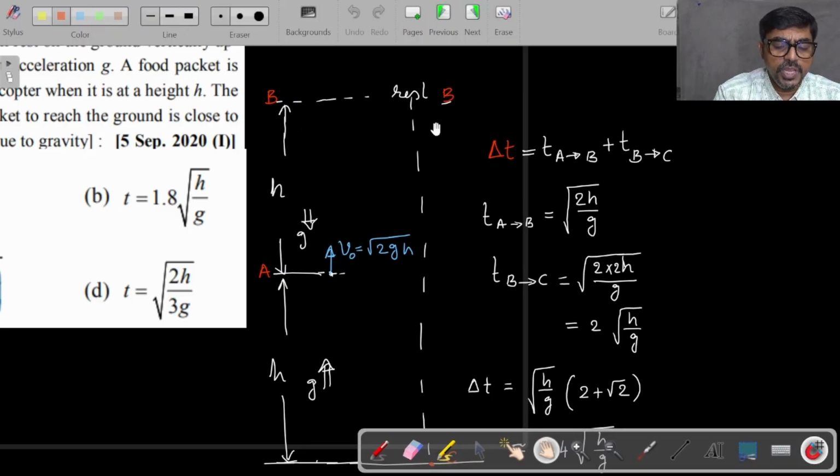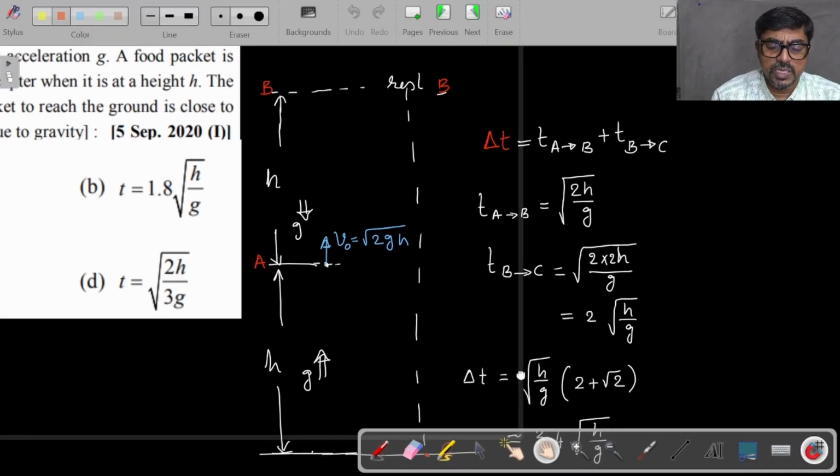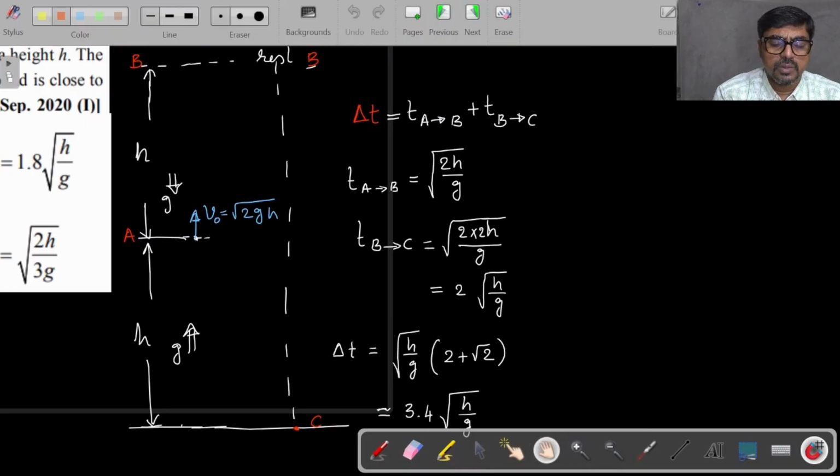Then from B to C, final velocity will be root 2g into 2h. 2h distance it has to come now, and initial velocity is 0. So initial velocity is 0, final velocity is known to you, difference you can calculate, root 2g into 2h divided by g is going to give you the time taken from B to C. You sum it up, you will get the total time taken, that is going to be 2 plus root 2 times root 2h by g, that is going to be 3.4 approximately times root h by g. So that's the answer you got there.